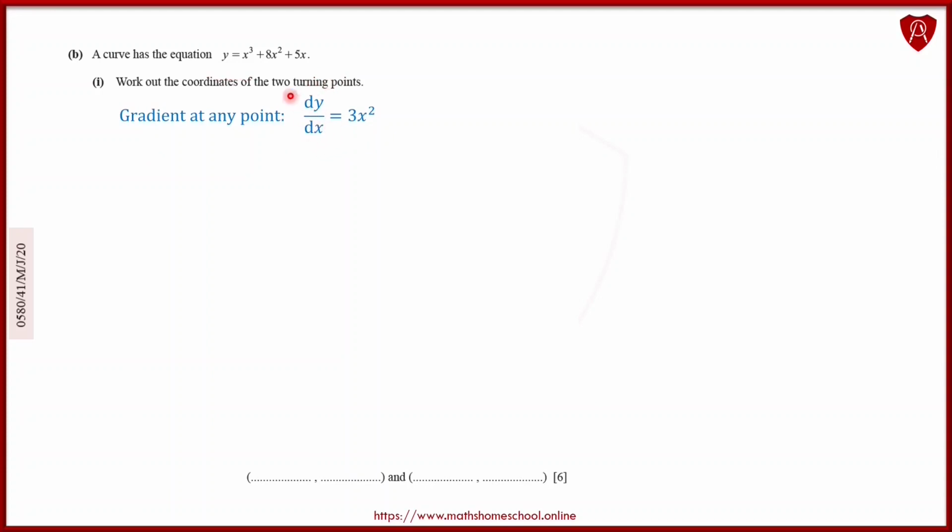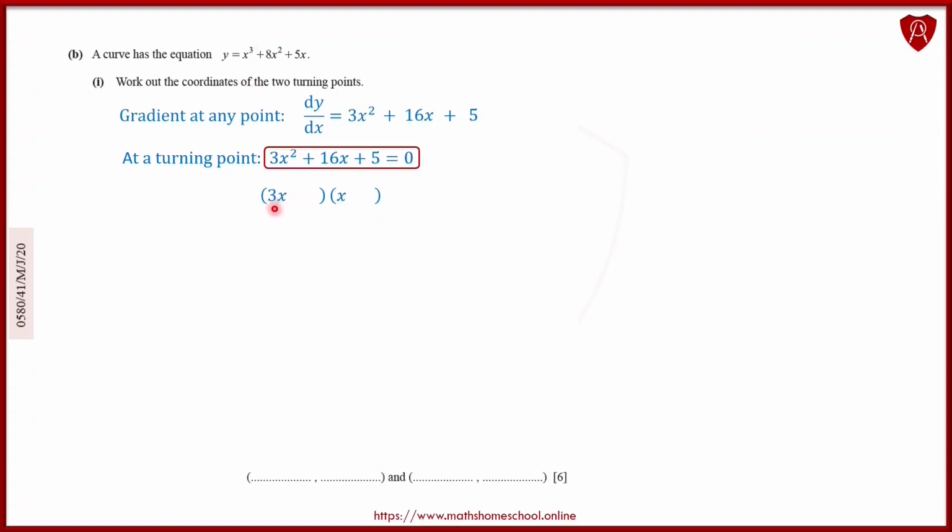dy/dx is equal to, first term derivative is 3x squared. Differentiate 8x squared, we get 16x, and the derivative of 5x is just 5. At a turning point, the gradient is always 0, so we equate this to 0. It is a quadratic expression which we can solve by factorization.